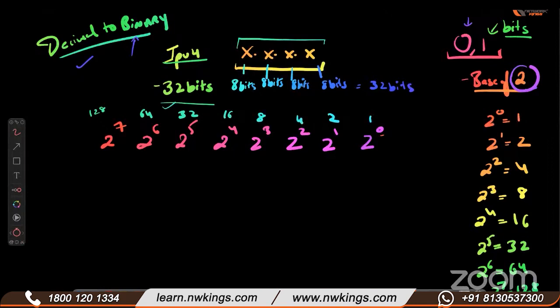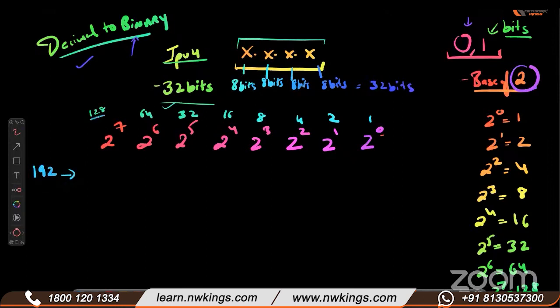Okay, so please remember, any number to the power of 0 is 1. Now, how to calculate the number? Suppose you want to get the binary number of 192. So how to get the binary of 192?